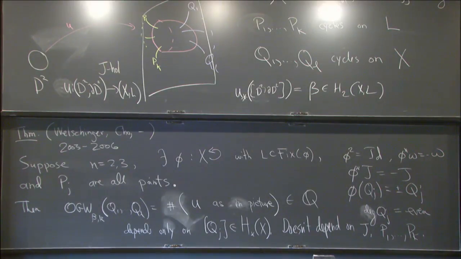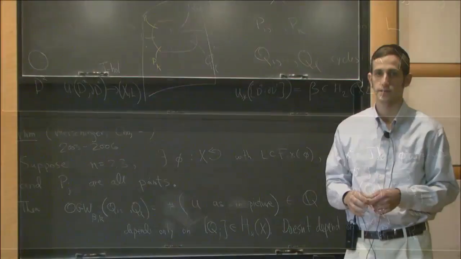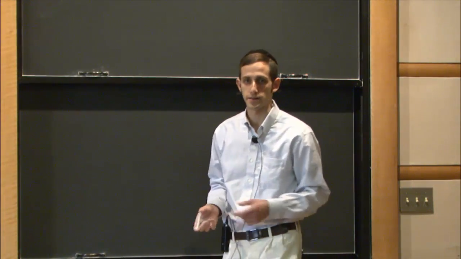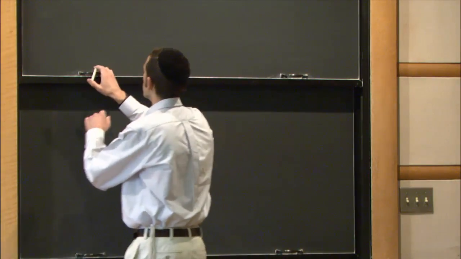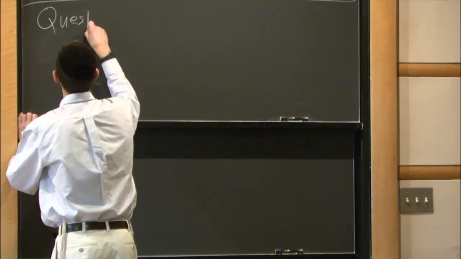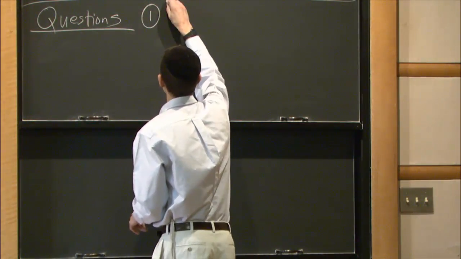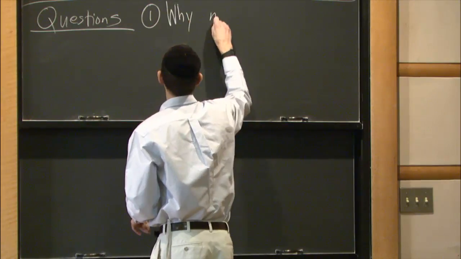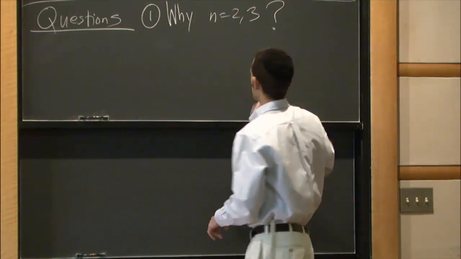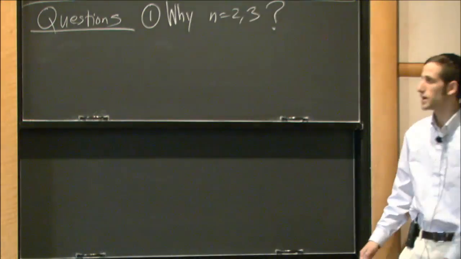All right, so well, maybe she only considers the final case in some sense for technical reasons, and therefore it's Z or something. But I think there are a bunch of questions. First of all, why n equals 2 or 3? What's special about those dimensions?